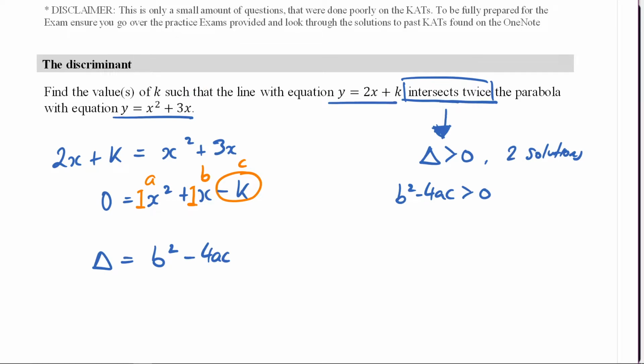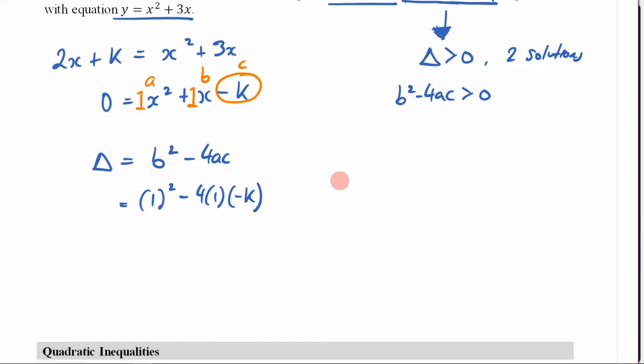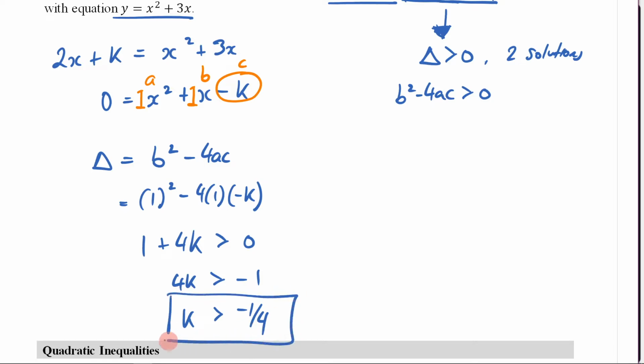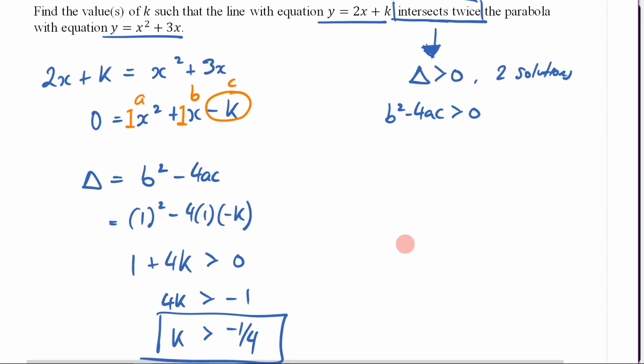So now if I sub all of those things in, what am I going to be left with? B squared will be 1 squared. Minus 4, 1, and then c is negative k here. Okay, that means I'm going to end up with 1, negative, make a positive, 4k. Now I need to figure out where this is greater than 0. So 4k is greater than negative 1, k is greater than negative 1 on 4. That's your answer, everyone. There it is. Where k is greater than negative 1 on 4, that's when you're going to have two solutions here.